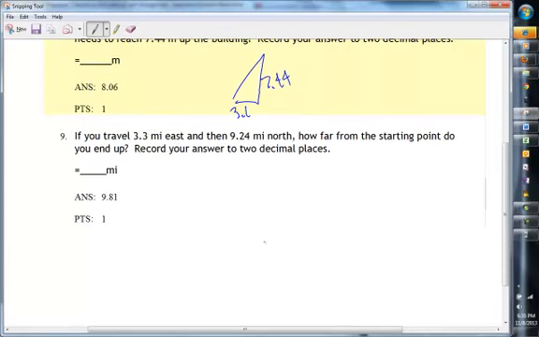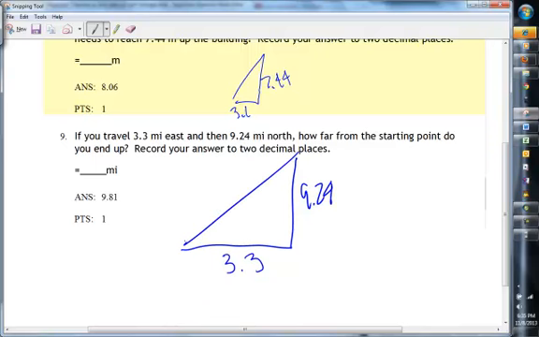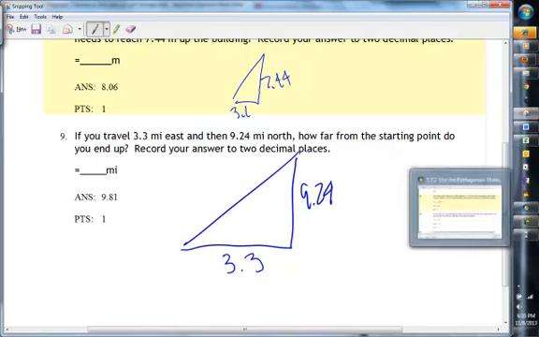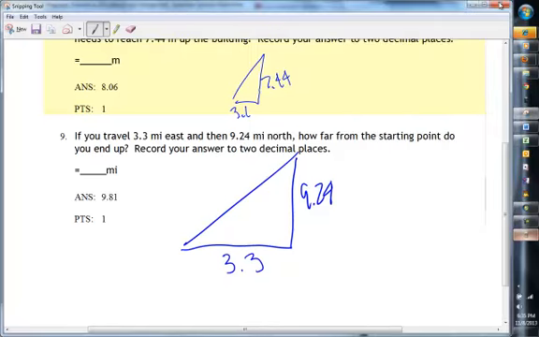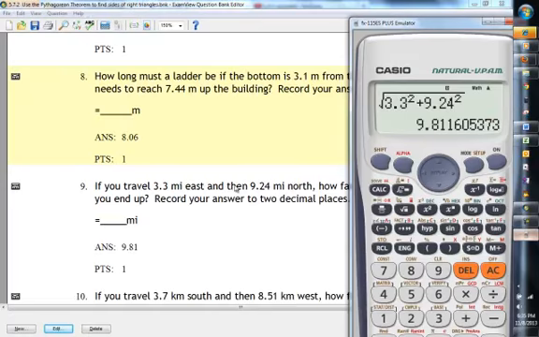Next one, you travel 3.3 miles east and then 9.24 miles north. How far from the starting point are you? Square root problem again. 3.3 squared plus 9.24 squared is 9.81. Next one.